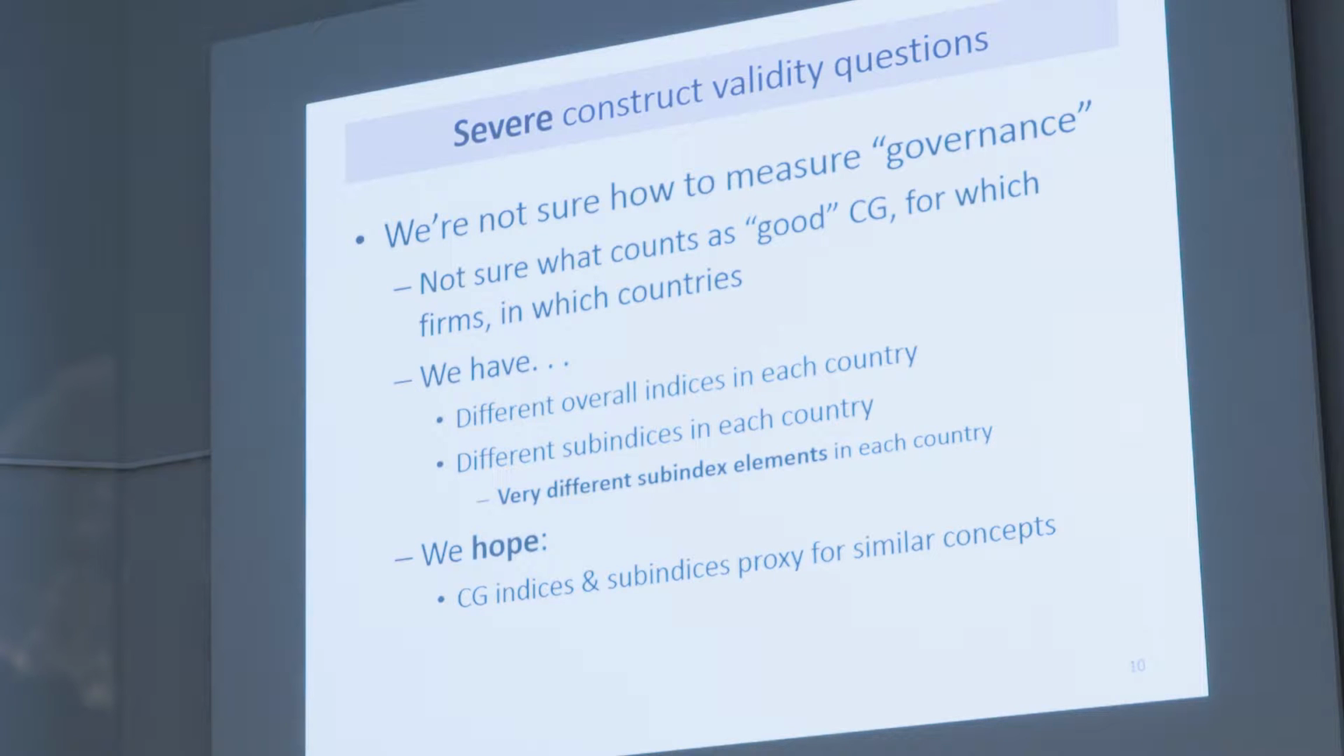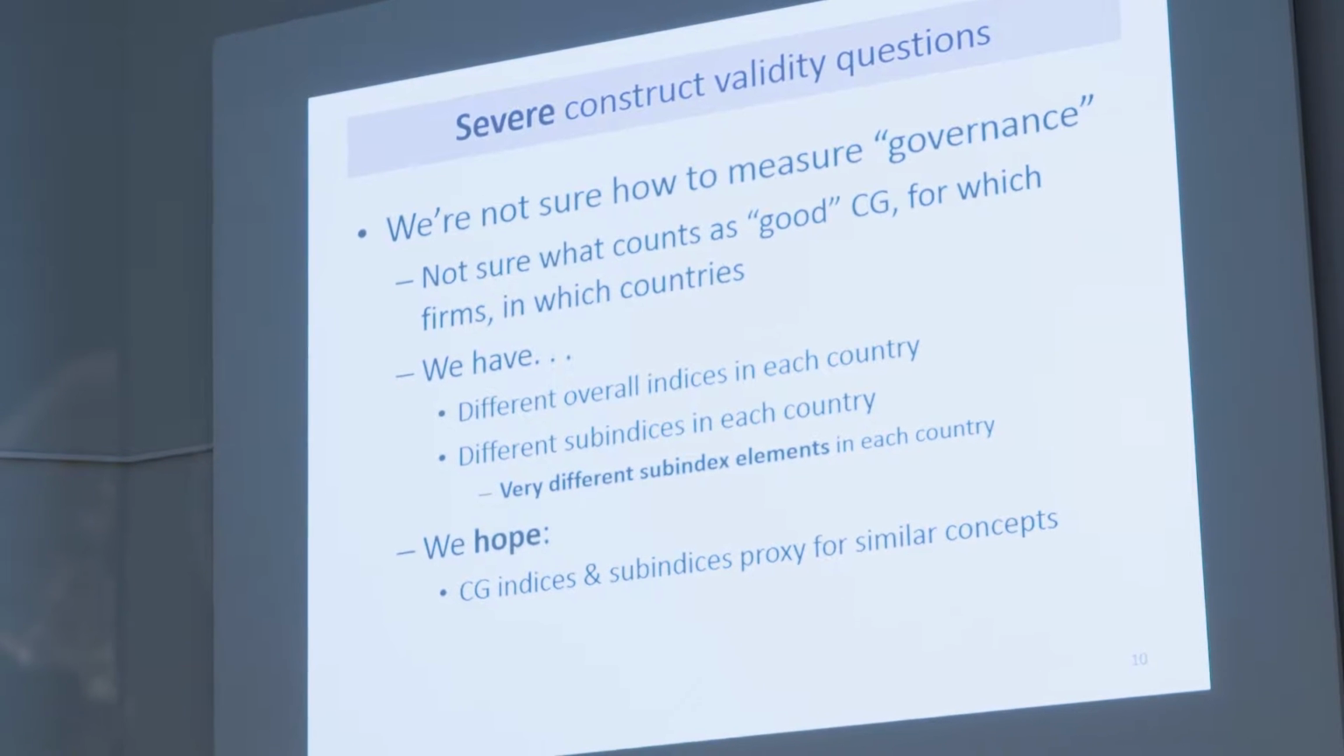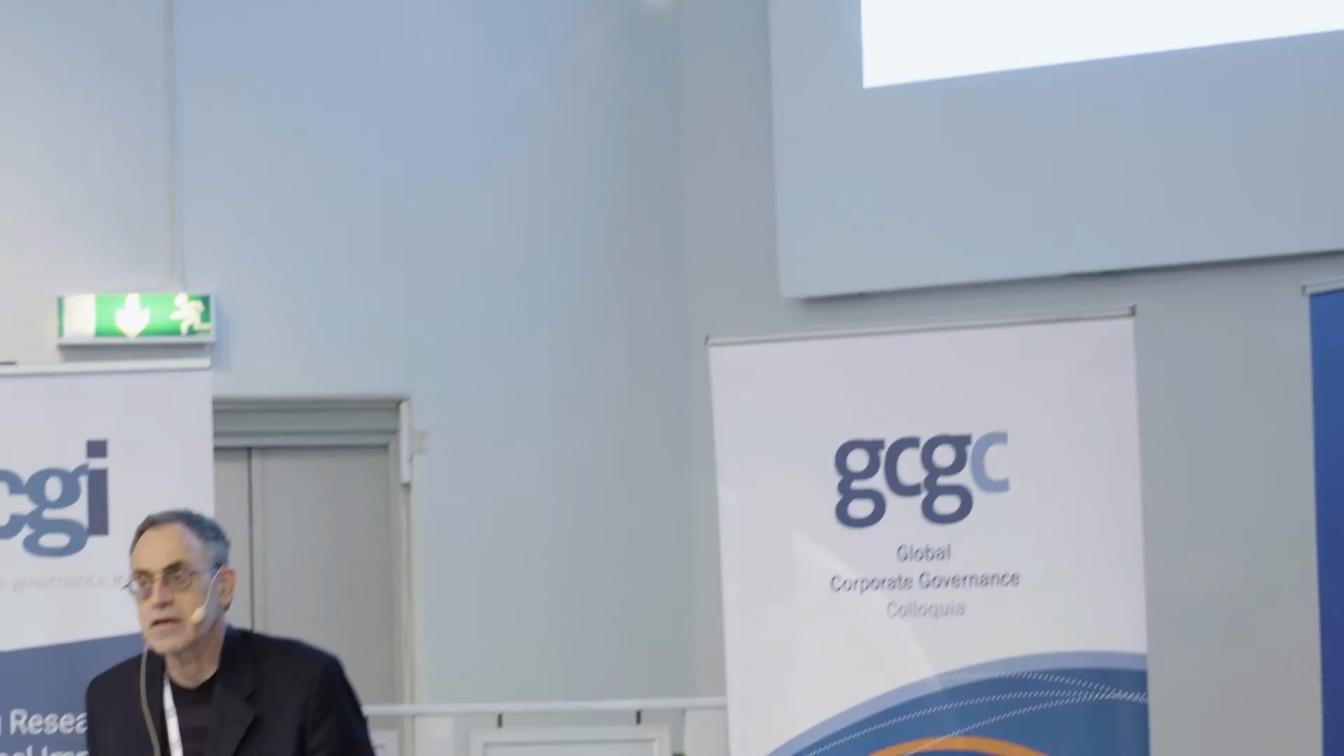This is going to raise severe construct validity questions. Right? We're not sure how to measure governance. We're not sure what counts as good for which firms in which countries. We don't think that one size fits all. We have different overall indices in each country. We have different sub-indices. In some of these countries, we can't even measure all 6 of the sub-indices because we don't have data. And as you've seen, we have very different sub-index elements in each country. And then we're going to hope that these sub-indices and then the overall indices that we build are proxying for similar things in different countries, right? And we're going to find in each of the countries that we can predict Tobin's Q. That's useful. That's interesting. We're going to look at which sub-indices predict Tobin's Q. And we're hoping that these are proxying for similar concepts.